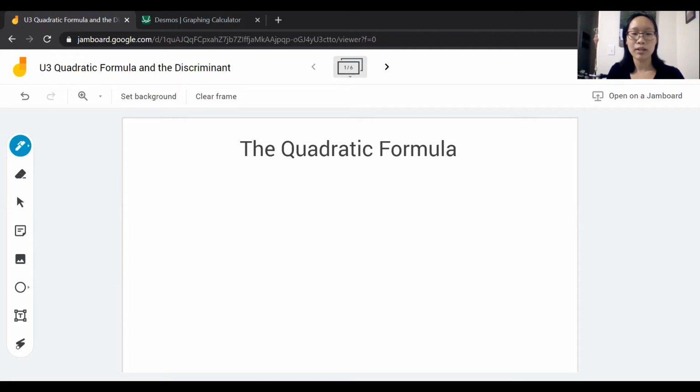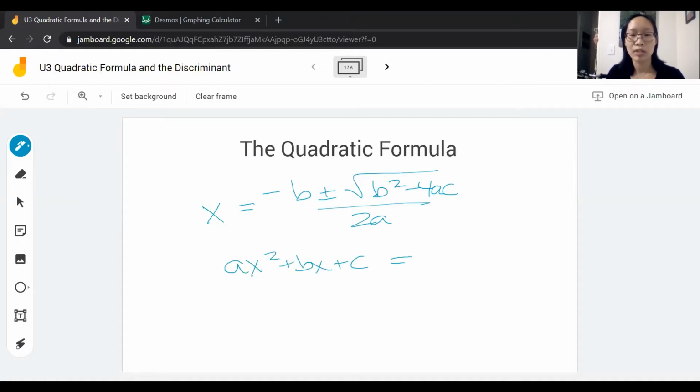Let's take a look. The quadratic formula tells us that our solution x is equal to negative b plus or minus the square root of b squared minus 4ac over 2a. What are a, b, and c? They're your coefficients when your equation is ax squared plus bx plus c is equal to 0. You must set your equation equal to 0. If you don't, you will end up with the wrong a, b, and c, and you will get the wrong answer.